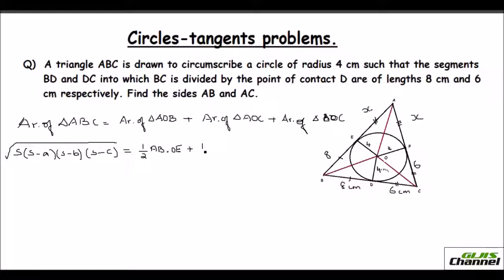Plus here again, the area of AOC will be half times AC times OF, right? The height of that is OF. Just look at the diagram, you will understand what I am writing. So now we are going to do BOC, this small triangle. The base is BC and the height is OD, right? So that will be half times BC times OD.